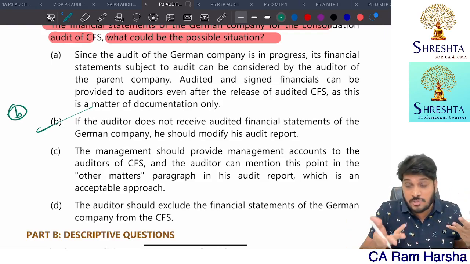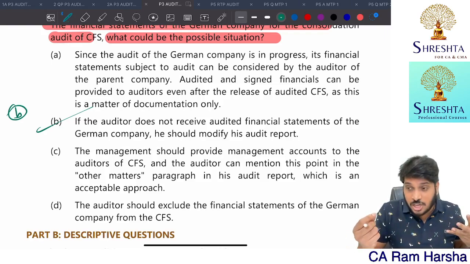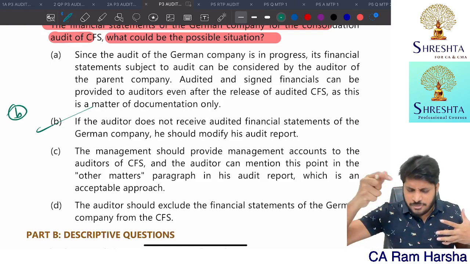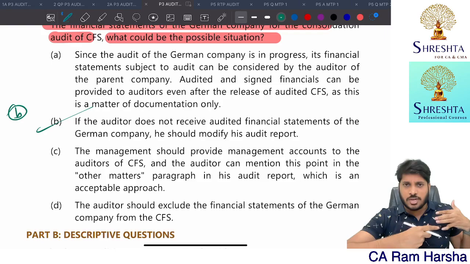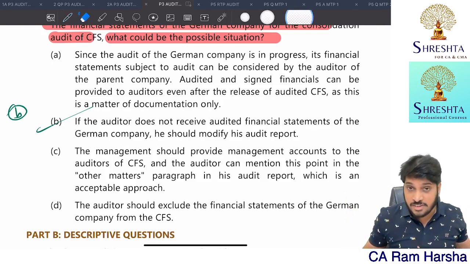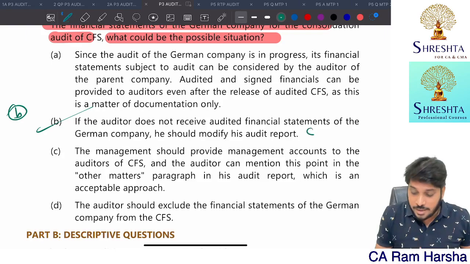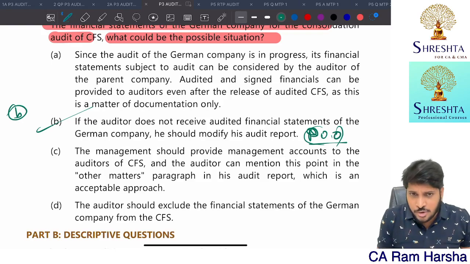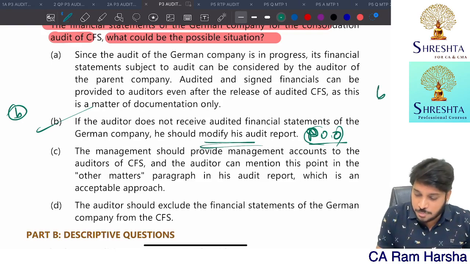So the financial statements of a material subsidiary are not available now because the audit report is not available. I don't know whether the German financial information which is included in the consolidated financials is true and fair or not. We are not having any idea. So we will give a modified opinion. We might give a disclaimer of opinion because it's generally a material subsidiary, but here they didn't use the word. They just said modify the opinion. So answer is B. That's it.